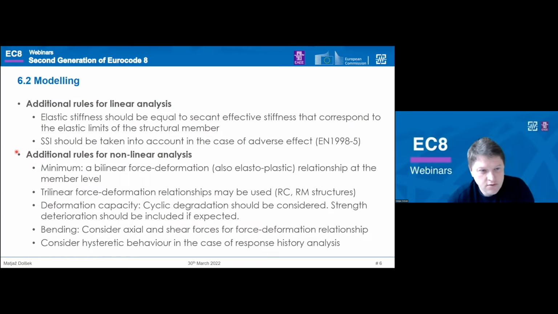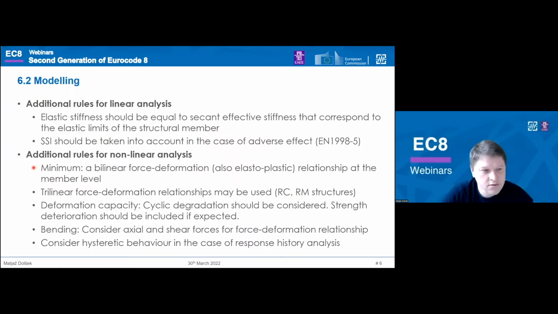Additional rules for nonlinear analysis. First, we have to extend the model for the linear analysis to the nonlinear analysis, and the minimum is that the bilinear force-deformation relationship at the member level is taken into account.